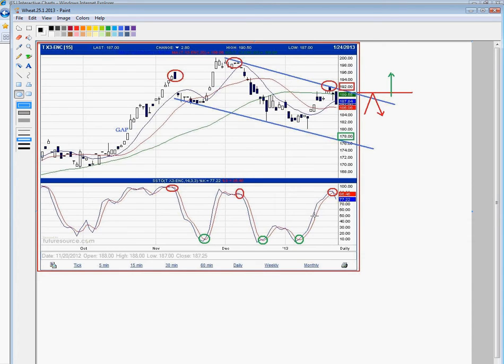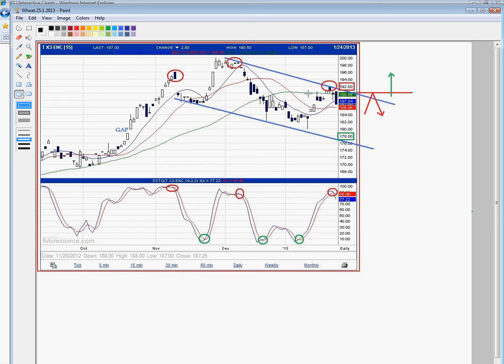And basically if you drop down to the stochastic chart below, you can see that quite clearly. I've got three red circles marked on here, and you can see that they indicate the recent highs in the market: November, December, and now in January. See here, here, and here. So we've got a sell signal starting to come on the stochastic.